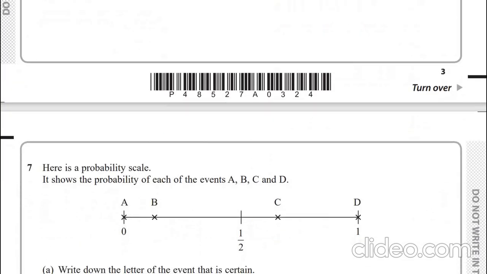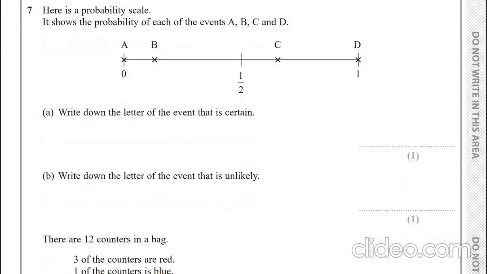Moving on. Write down the letter of the event that is certain. Well, certain is when the probability is 1. So D. Write down the letter of the event that is unlikely. Well, it could either be A or B, but it says unlikely. A is impossible because probability is 0. So B is the right answer, not A.